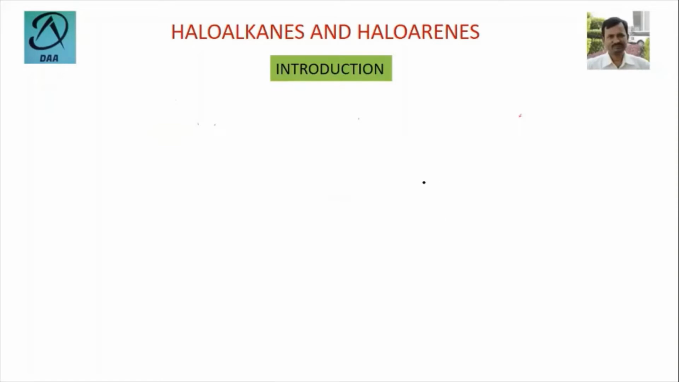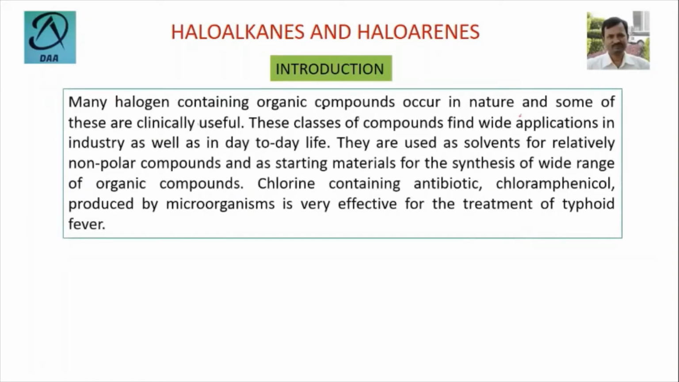We'll see a brief introduction. What is the use of these compounds, haloalkanes and haloarenes, in day-to-day life, and how are they formed? Many halogen-containing organic compounds occur in nature, and some of these are clinically useful. That means medically they are used. These classes of compounds find wide applications in industry as well as in our day-to-day life.